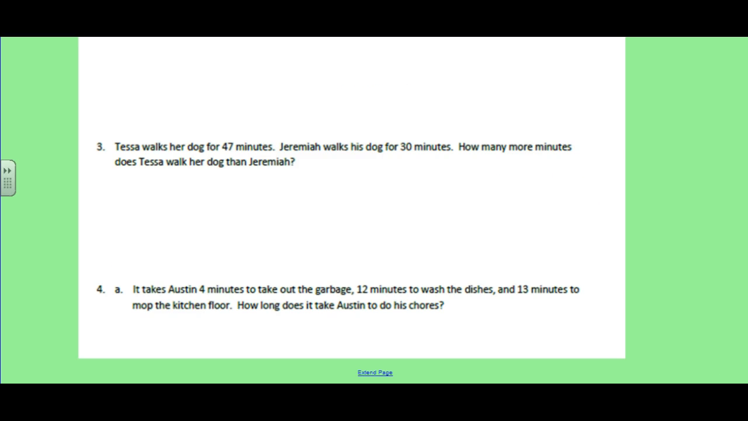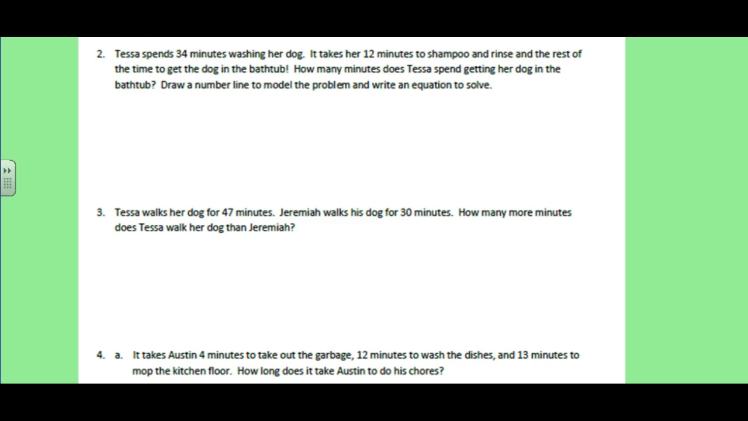Okay, whoopsie, I went too far down. Number 2 says Tessa spends 34 minutes washing her dog. It takes her 12 minutes to shampoo and rinse, and the rest of the time to get the dog in the bathtub. How many minutes does Tessa spend getting her dog in the bathtub? It says draw a number line. We don't have to do that. We've been working a lot with just the equation, so we're just going to use an equation here.